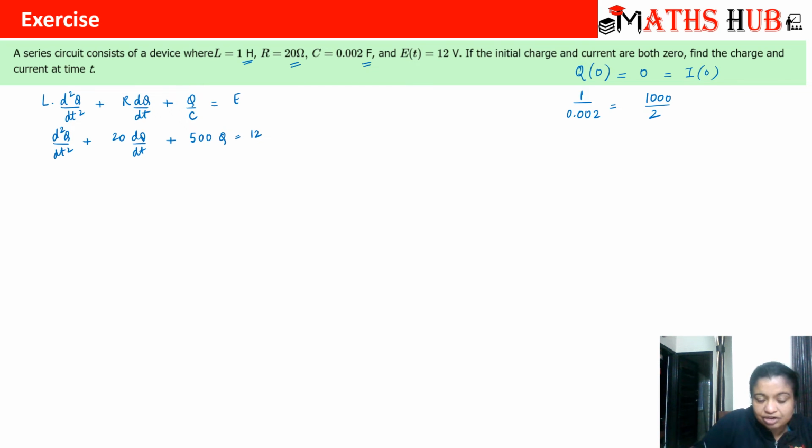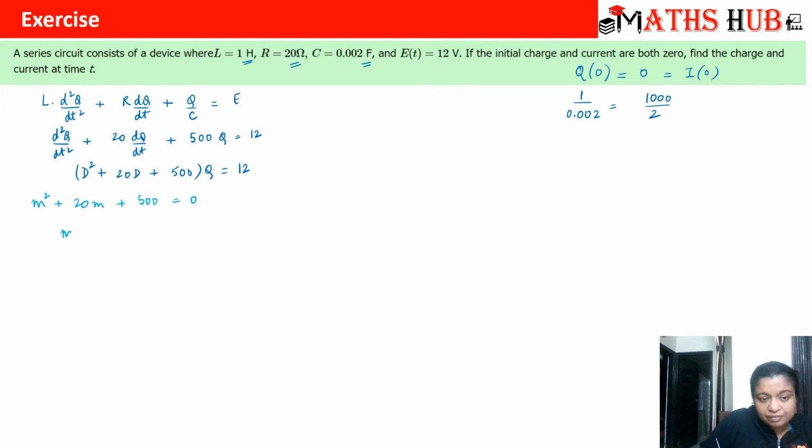So you can see that the electromotive force is constant, right? Now from here, we can write this in an auxiliary equation form. D square plus 20D plus 500 times Q is equal to 12. So this is a non-homogeneous differential equation and by now we know how to solve it. So first of all, let us convert this into an algebraic expression. So we will get m square plus 20m plus 500 is equal to 0.